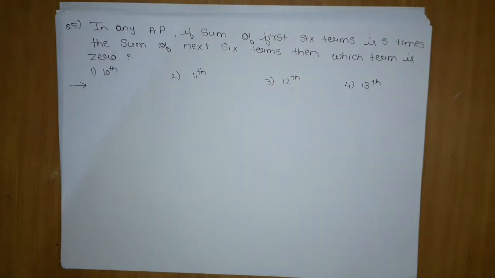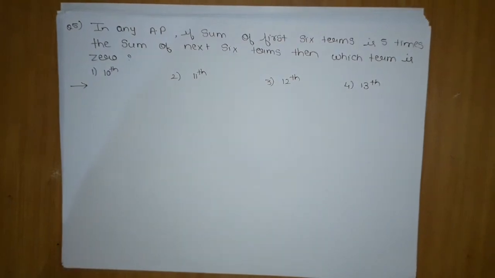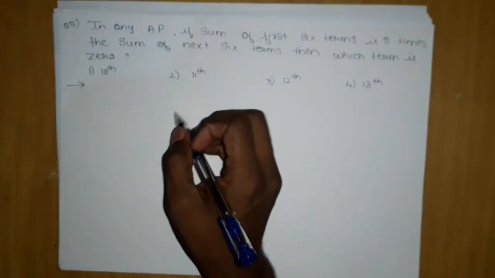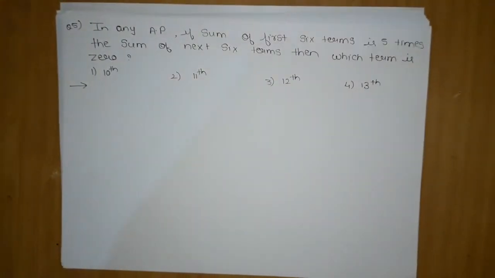So suppose you have taken the AP, the starting 6 terms are equal to 5 times the next 6 terms. Then tell me, in all the 12 terms, which term is 0. So how can we do this? First thing is, how should we take the numbers?